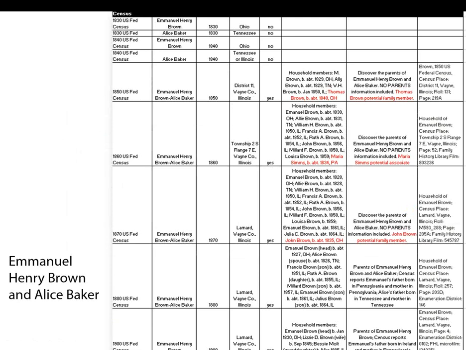We're going to do the same with all of them, and I wanted to be able to show you all, because this can get very large and hard to read very quickly. So these are all of the entries for Emmanuel Henry Brown and Alice, sometimes known as Allie Baker. So I have all of the records that I found for him, and I'm going to include all those on there. So we have them on the 1850, 60, 70, 80, and 1900 census. So again, including the information about who's living in the household, the reason that we're looking at these particular individuals, and then what my citation is for it.